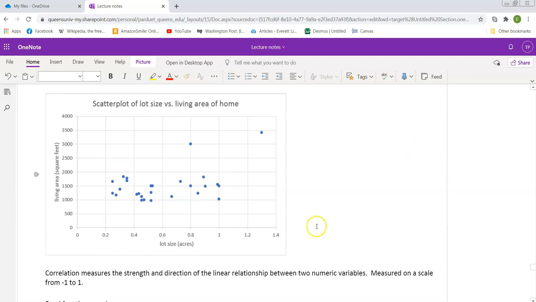You would want to compare this to other cities, other markets, maybe not lot size versus living area of home if you're looking at the auto market or something, but look at other features and how they relate to each other.